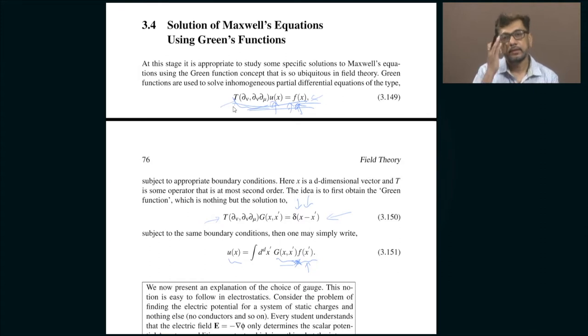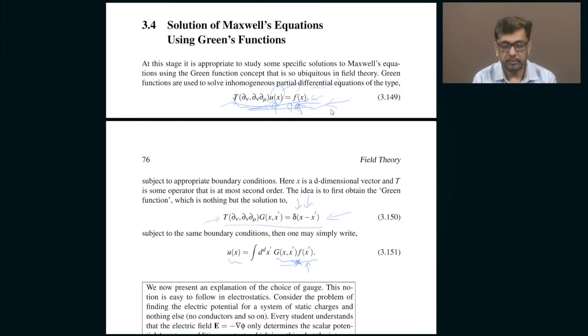So the Green's function technique allows you to find the answer for u of x, but to find u of x, it is many times easier to solve a generic equation which is called the Green's function equation. The sources can keep changing. You can replace the given set of sources by some other set of sources, and it's very inconvenient to repeatedly keep solving this equation, 3.149, again and again, just because you have changed the source to something else.